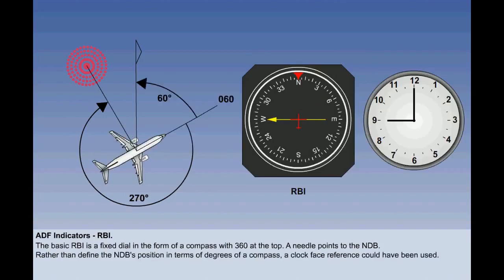What then does the RBI do? It simply points its needle at the NDB and shows this position in relation to the nose of the aircraft on an imaginary compass. Rather than a compass, the face of a clock could have been used. So an RBI bearing of 270 degrees will be a bearing of 9 o'clock.